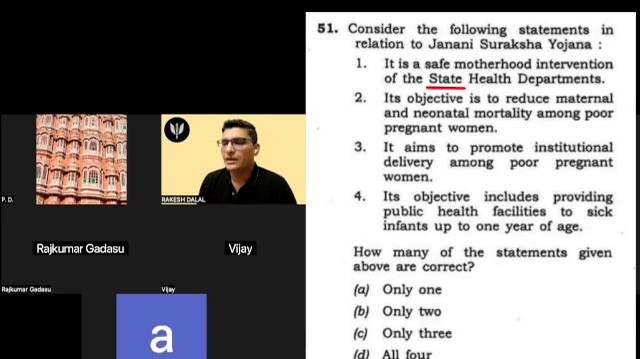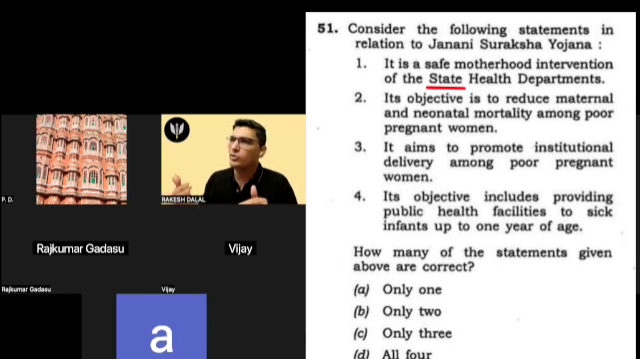It says, consider the following statements in relation to Janani Suraksha Yojana. Names have meaning. Janani Suraksha Yojana. So this is a Yojana to protect Janani, which means mother. So this is about protecting the mother, maybe pregnancy related, maybe infant health and all of that kind of stuff. So that is what names have meaning will tell us, right? Ideally, we should have read about Janani Suraksha Yojana.